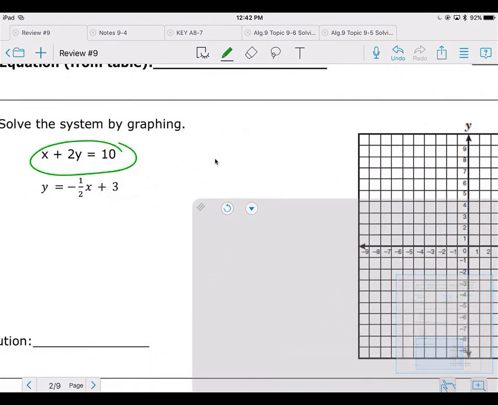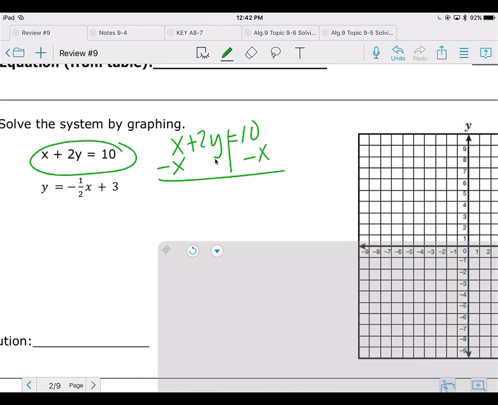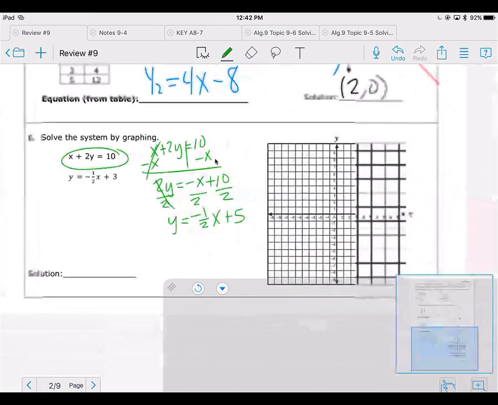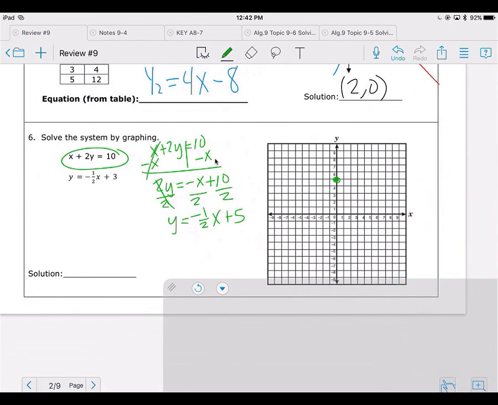So for my top equation, I have x plus 2y equals 10. I move x to the other side. 2y equals negative x plus 10. And then divide by 2. So y equals negative 1/2 x plus 5. So for this one, I start up at 5. I go down 1, right 2, down 1, right 2, down 1, right 2, and connect my dots together in a line.